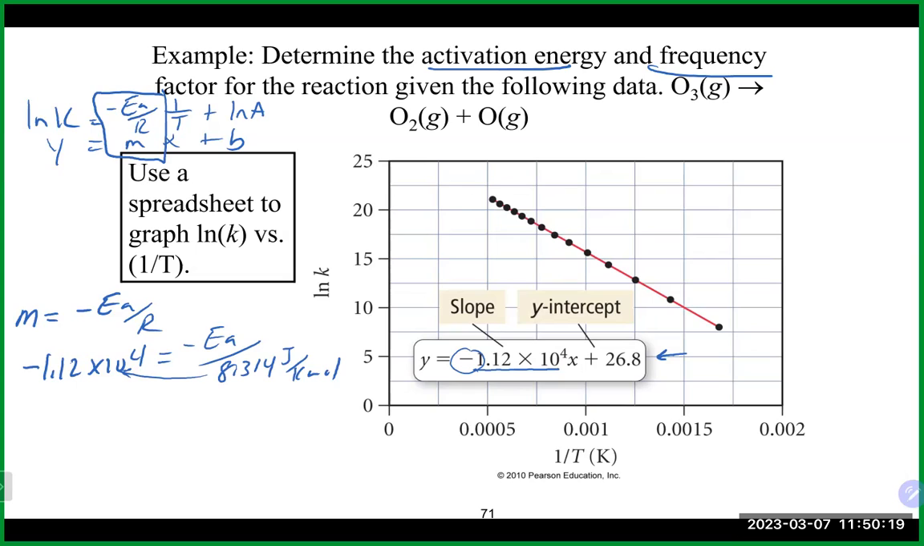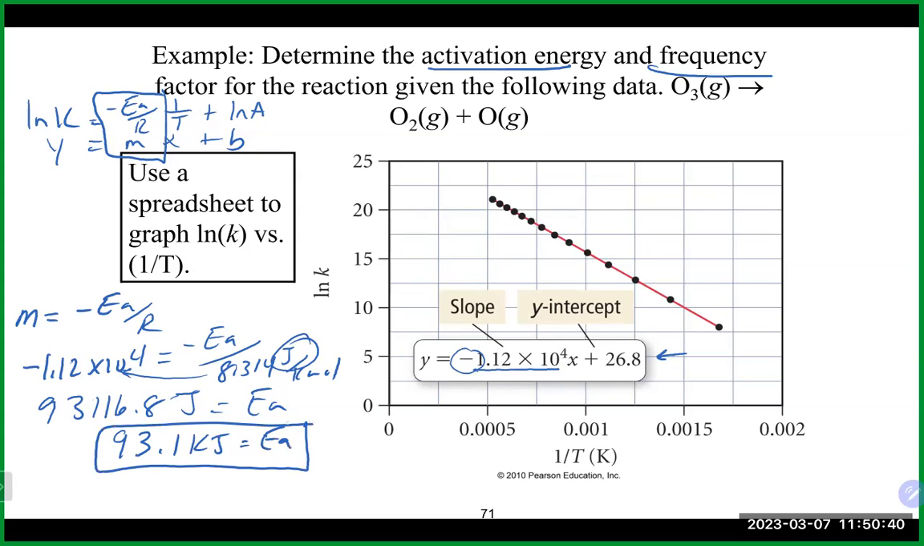93116.8. The units here are actually joules as it comes from the R value. Typically, activation energy is given in kilojoules. So maybe we round it off to 93.1 kilojoules would be our activation energy. Once again, it should be a positive number, so it's important to take that negative to the other side as well. Any questions on that part there?